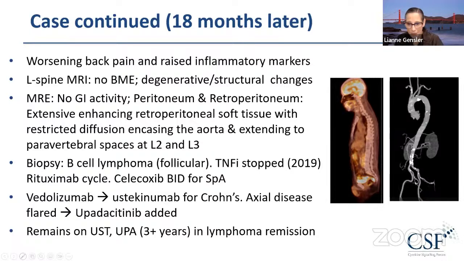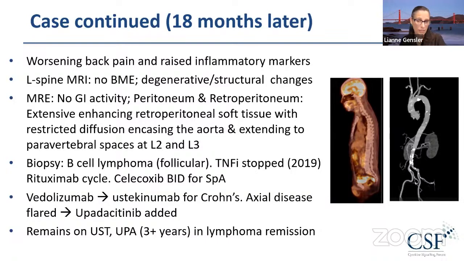So he gets his TNF inhibitor stopped. Now, this is 2019, so give me some credit, because this is before the oral surveillance data came out. Rituximab is given for the lymphoma. He does well. Celecoxib is used initially for the spondyloarthritis. And then for his IBD, they put him on vedolizumab, which, as you know, is a gut-selective integrin inhibitor. That doesn't work. He gets put on ustekinumab, but then his axial disease really does flare. And upadacitinib is added to cover the spectrum of axial spondyloarthritis. This was off-label before it was even approved.